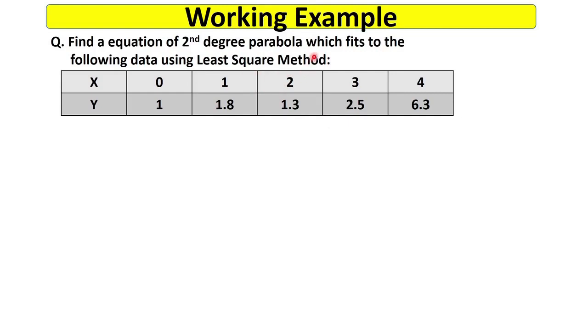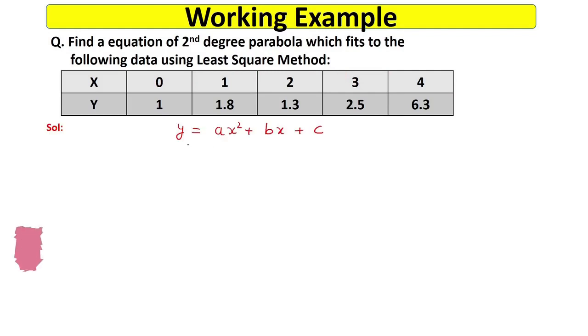The question can also be asked in another way. For example, it can simply say: find the second degree curve which can fit these data points using the least square method. So the question may not directly ask for the equation. You have to understand that it means you have to find the equation of the curve. In this question, we have to find the equation of the parabola which satisfies these data points.